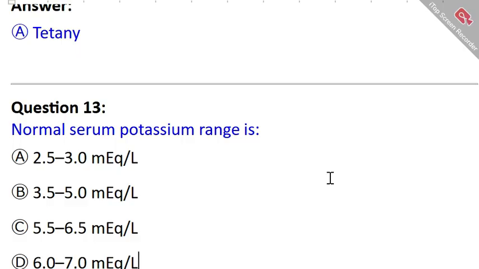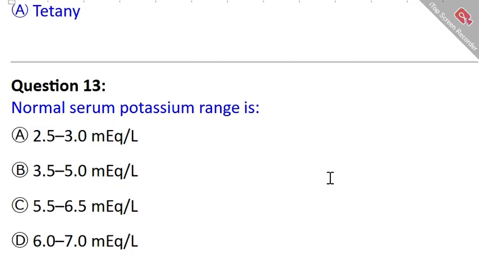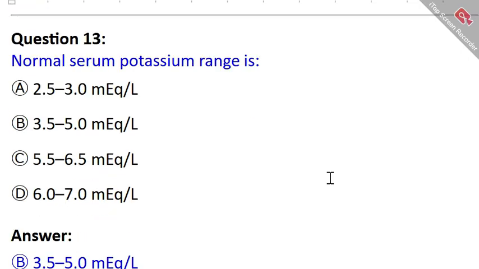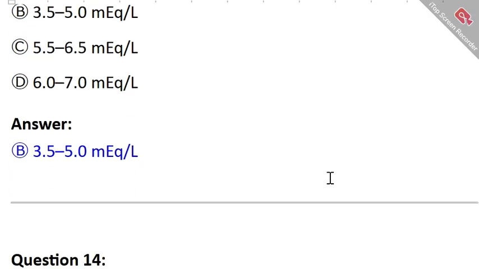Question number 13. Normal serum potassium range is. Read the 4 options. Pause the video for 3 to 5 seconds and select your best option. In this scenario, the correct option is option B. The normal value of potassium is 3.5 to 5.0. Let's move to the next question.